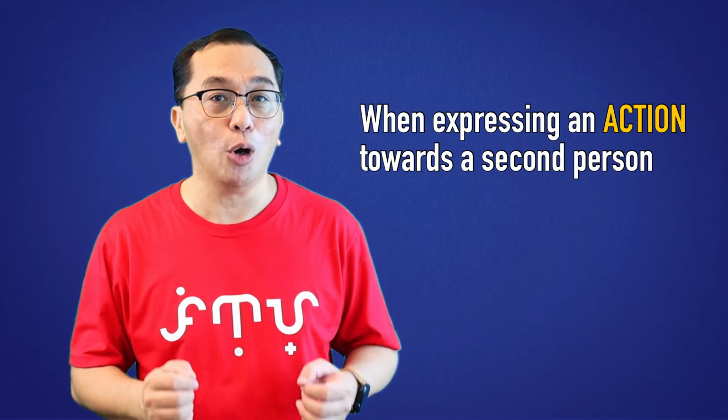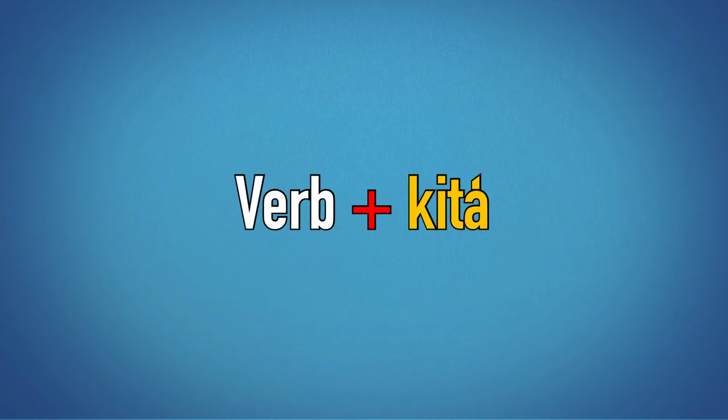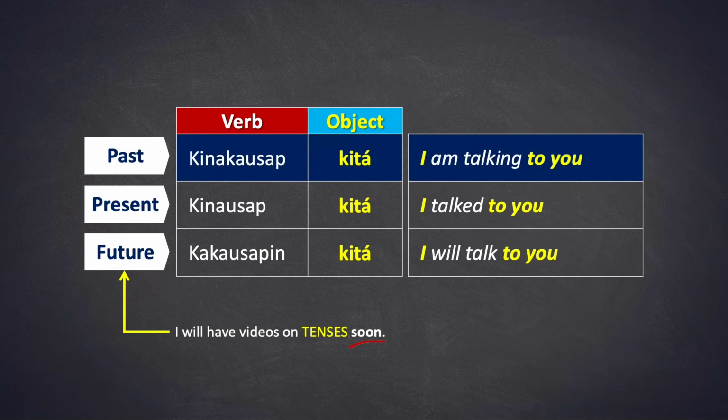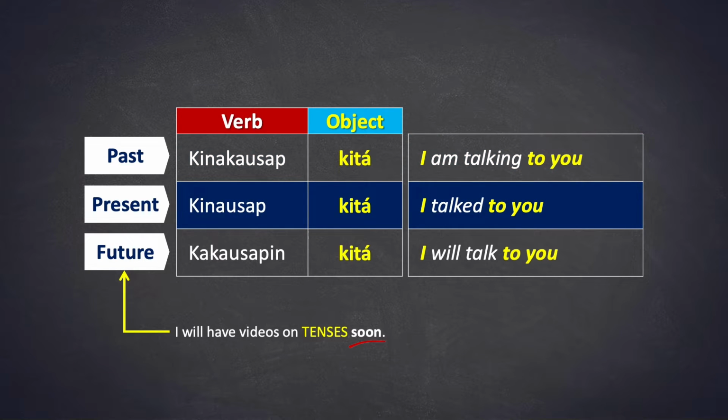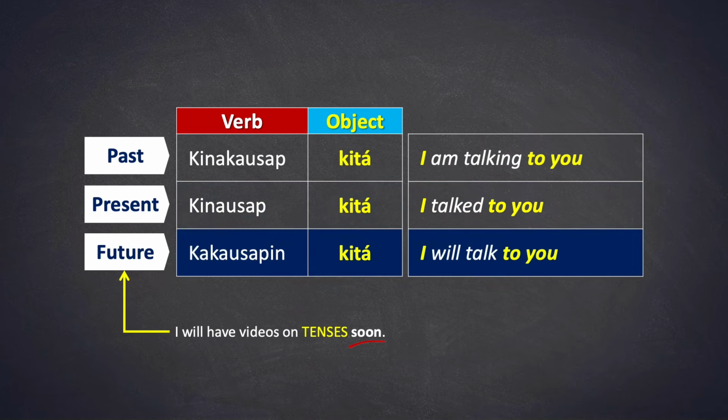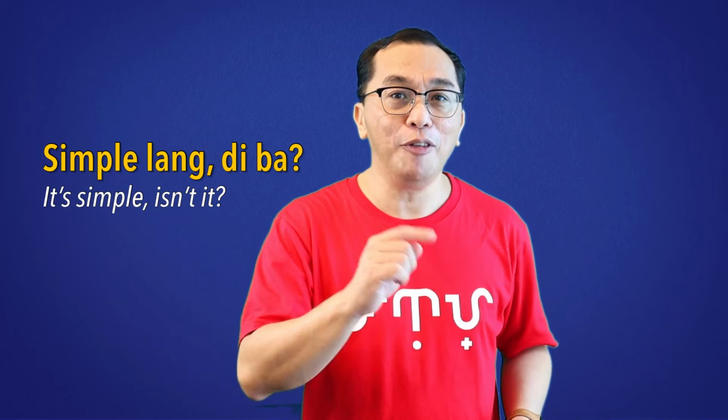In the last video, I talked about using Kitá when expressing an action towards a second person. We learned a very simple sentence pattern, the verb plus Kitá pattern. For example, kinakausap kita. I am talking to you. Kinausap kita. I talked to you. Kakausapin kita. I will talk to you. Simple lang, di ba? If you have missed that video, you can check it out. The link is in the description box down below.